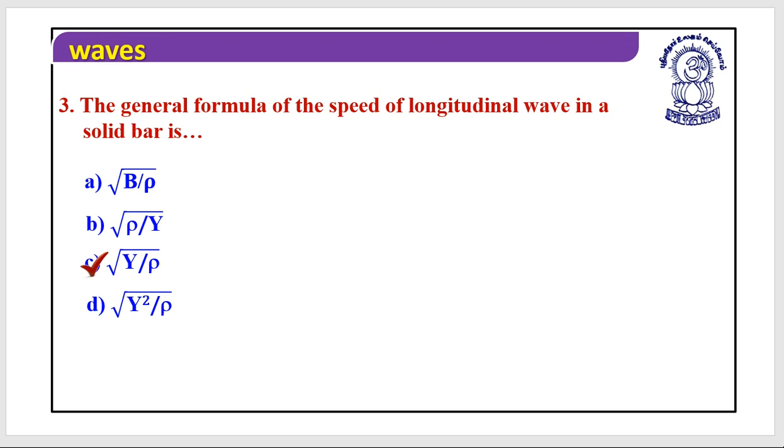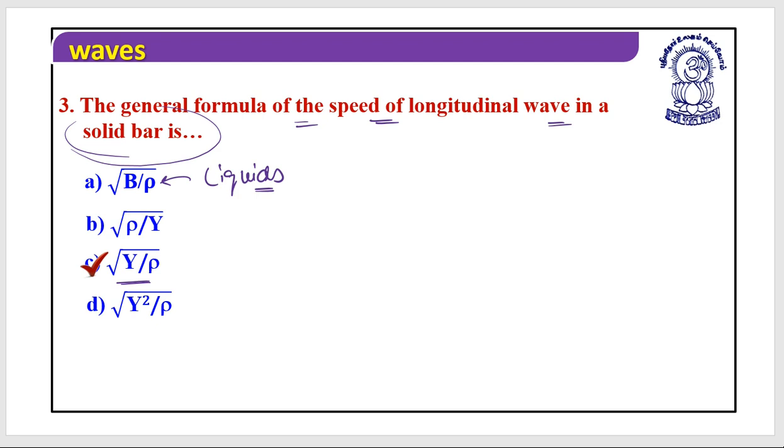Next, the general formula for the speed of a longitudinal wave in a solid bar: v equals under root of Young's modulus divided by density. When we use root of B by rho, this is in liquids. I hope this is clear. Do you have any doubts?